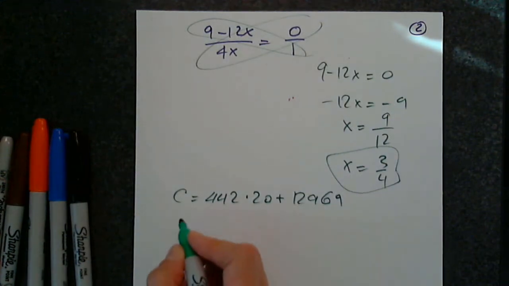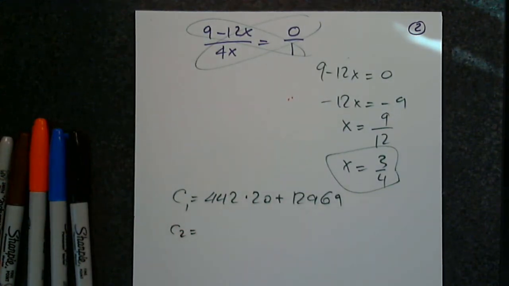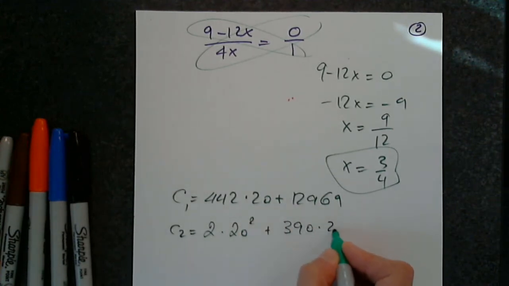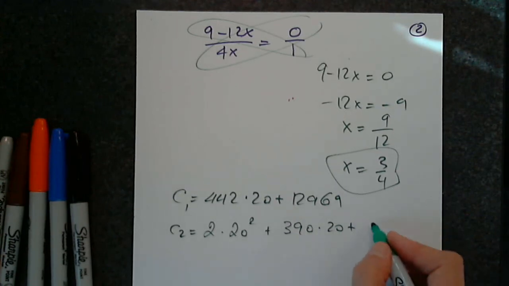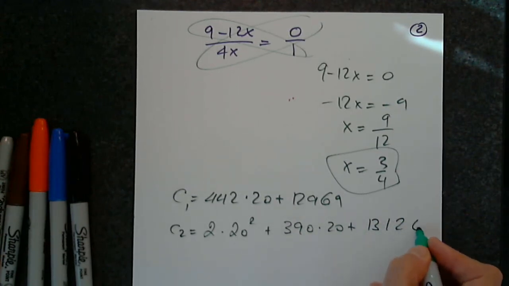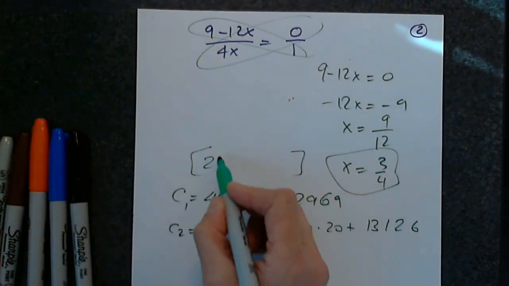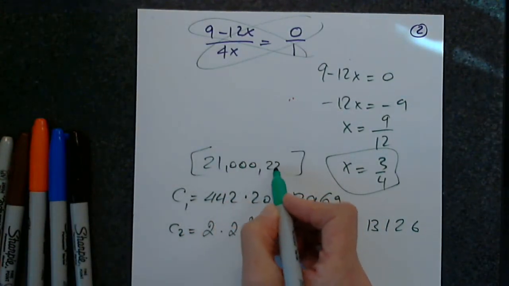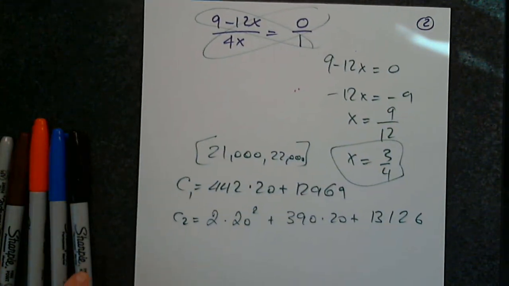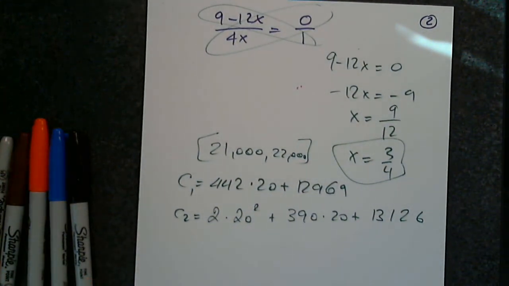Okay, C1 is 442 multiplied by 20 plus 12969. And let's say C2 will be 2 multiplied by 20 squared plus 390 times 20 plus 13126. Our estimate was somewhere between 21,000 and 22,000. And let's see what we get.